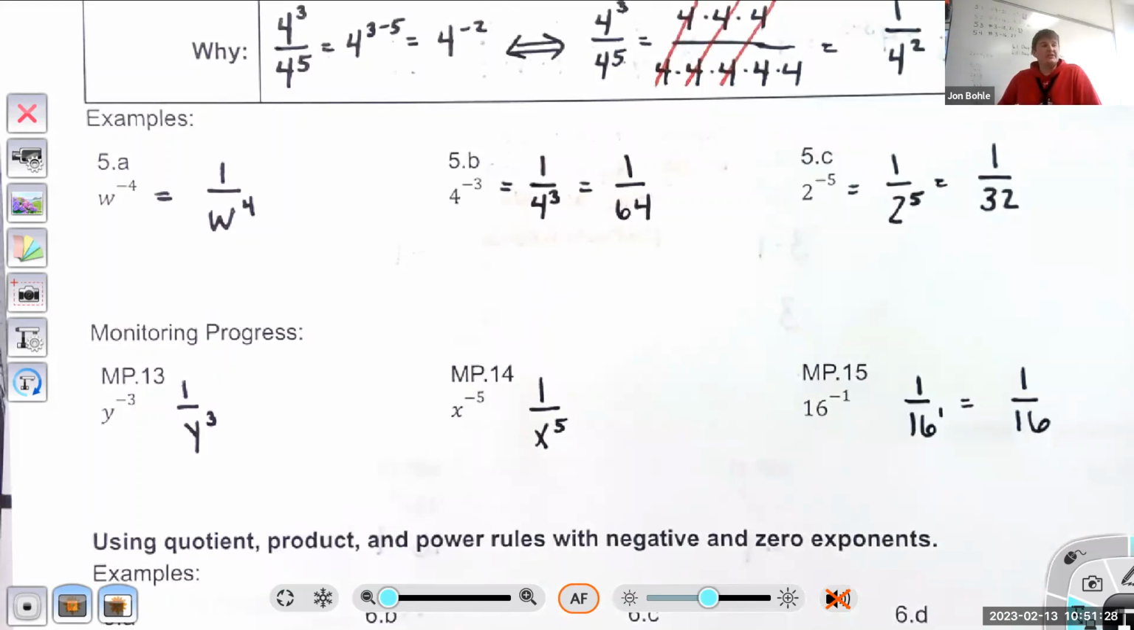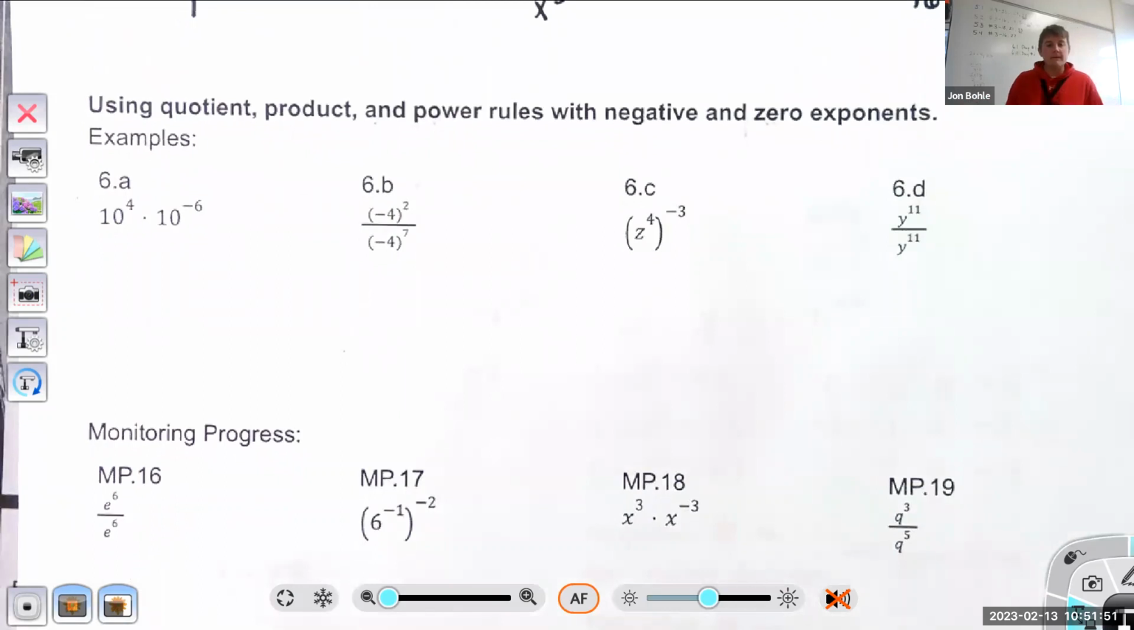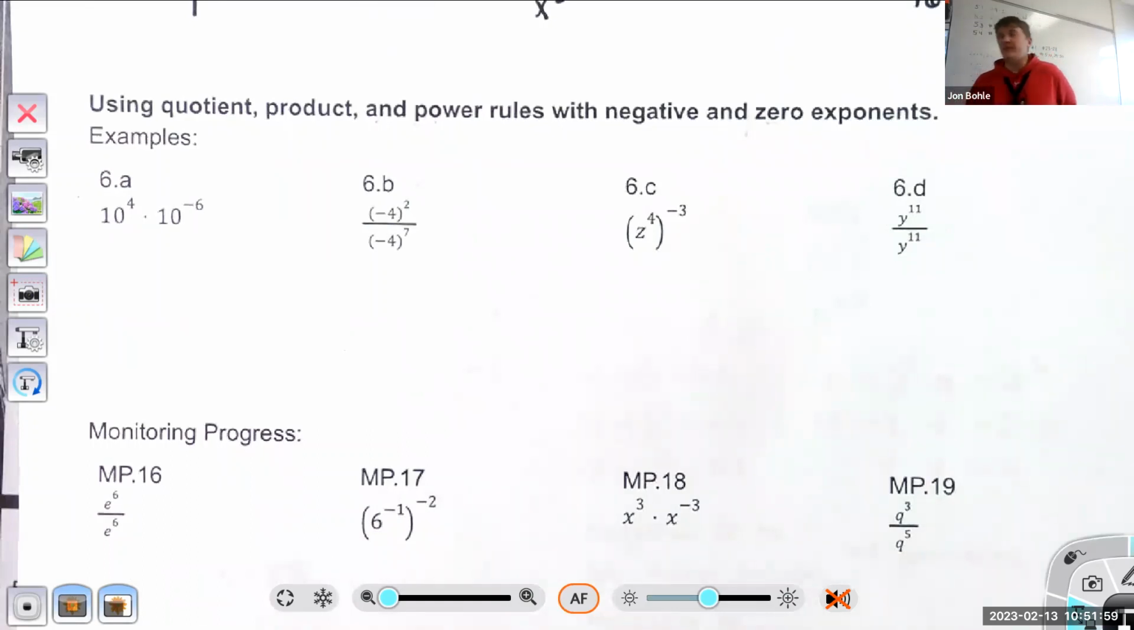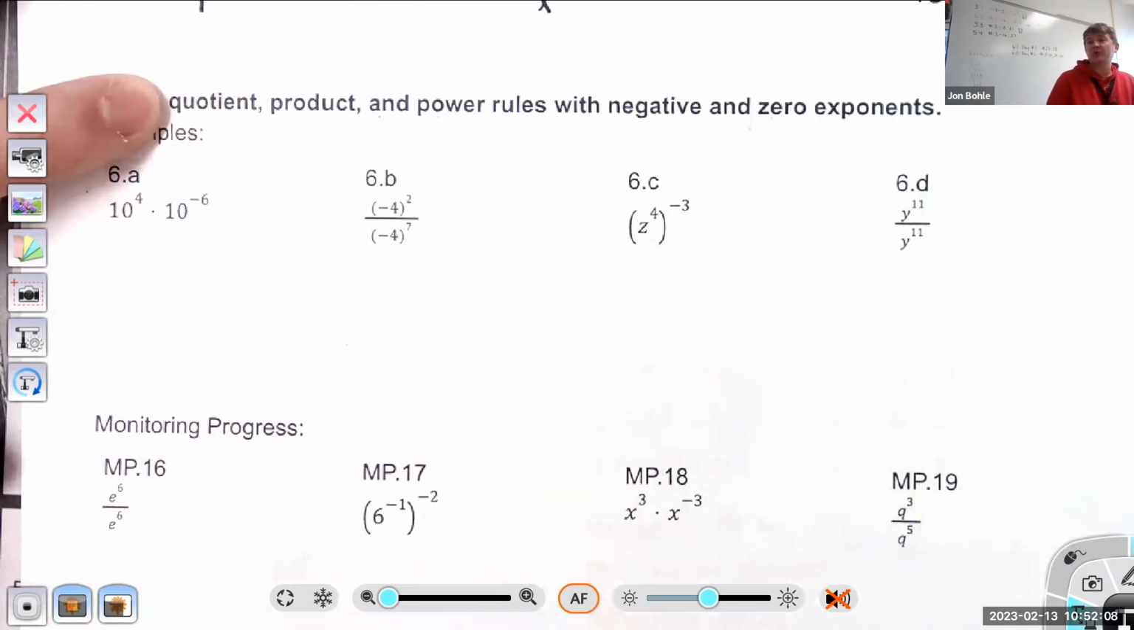Okay. One last little section. This next section, what we're going to do is we're going to take the rules from day 1, and then we're going to mix them with the rules from today. Okay, so if you were gone, or you maybe forgot the rules over the weekend, you were about to be retaught all of them. Okay, using quotient, product, and power rules, but the only difference is we're going to get to negative and zero exponents. Okay, so first off, quotient means what math operation? What does it mean when I'm asking for a number's quotient? What are you doing?